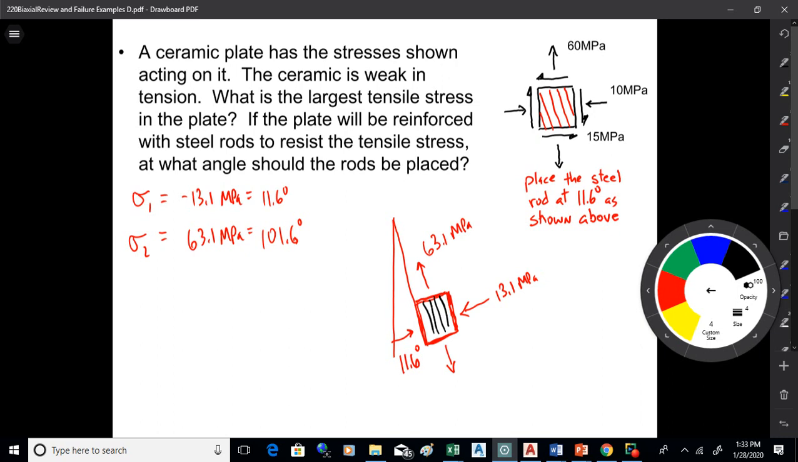So that's the significance of what we're doing here. And it's kind of this odd part of the course, but it is something that's important. You've got to identify the biggest stress so you can design for it properly. Okay? All right. Any questions on that bit? Okay.